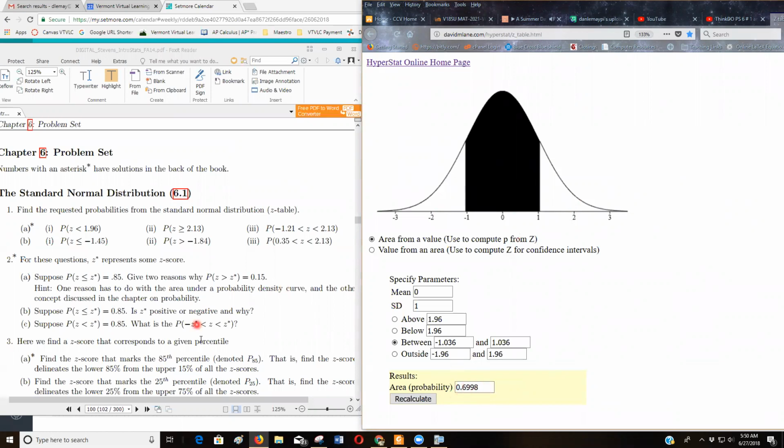But really, I think what Dr. Stevens is trying to get you to think is, well, if that's 15, that's 15, that's 30, find the complement. Okay, so that's what that's asking you to do.